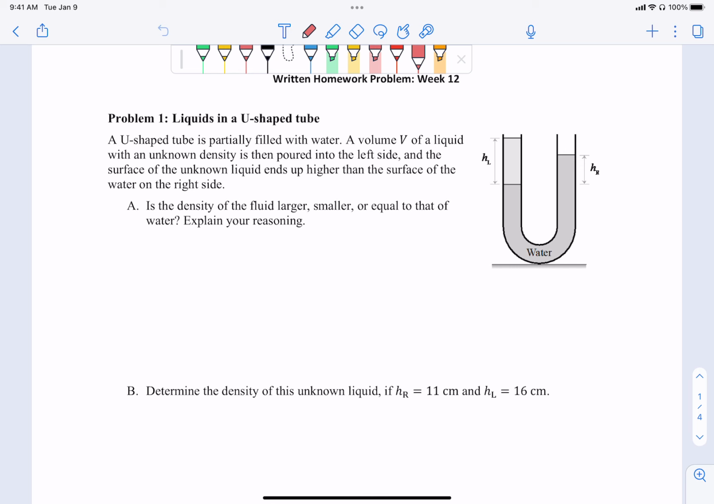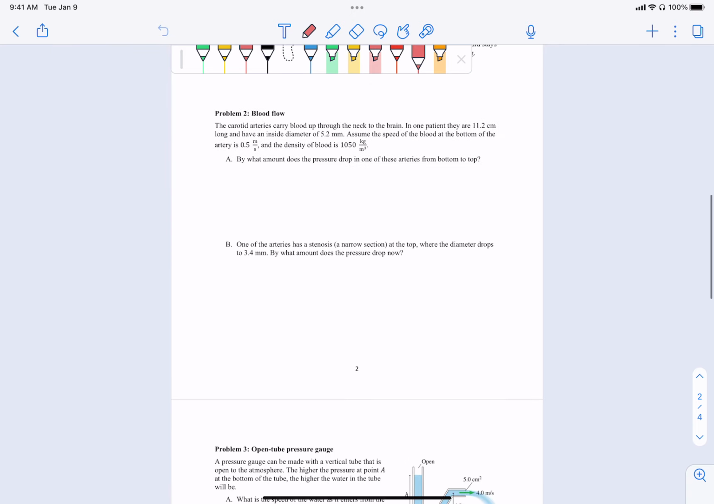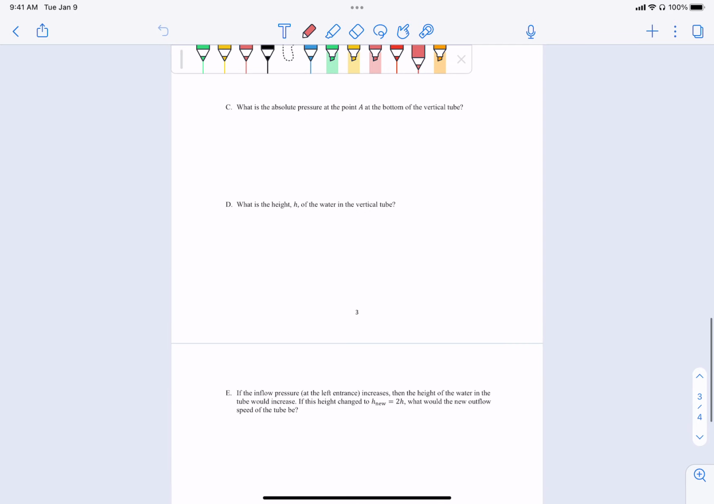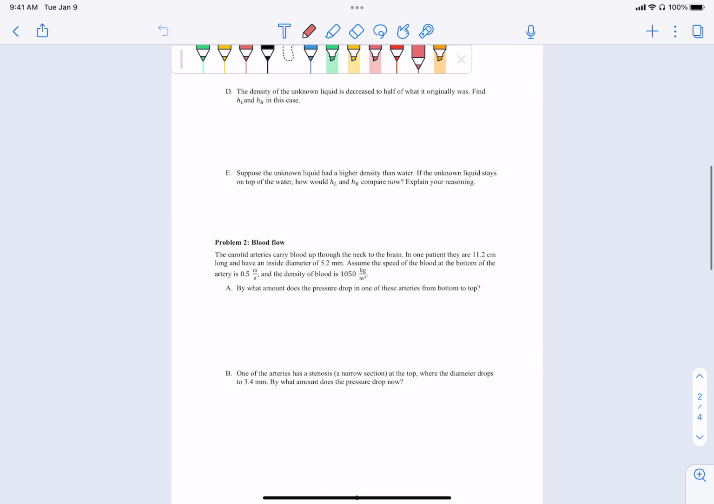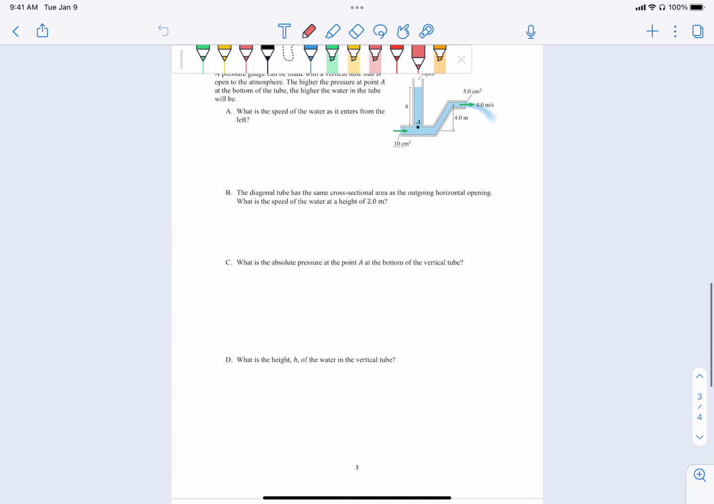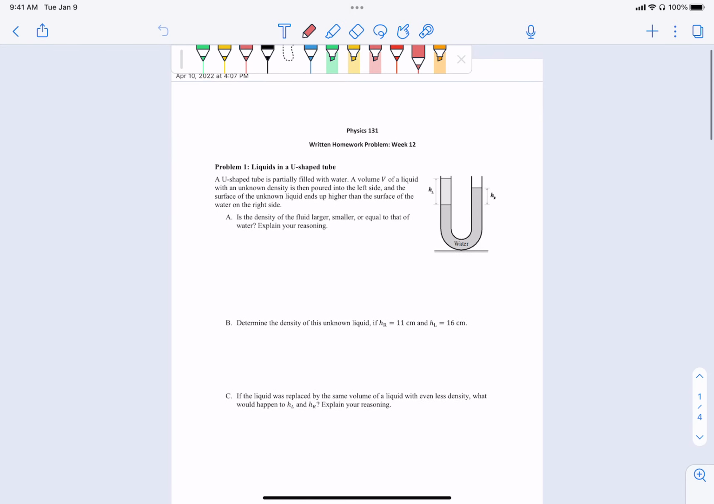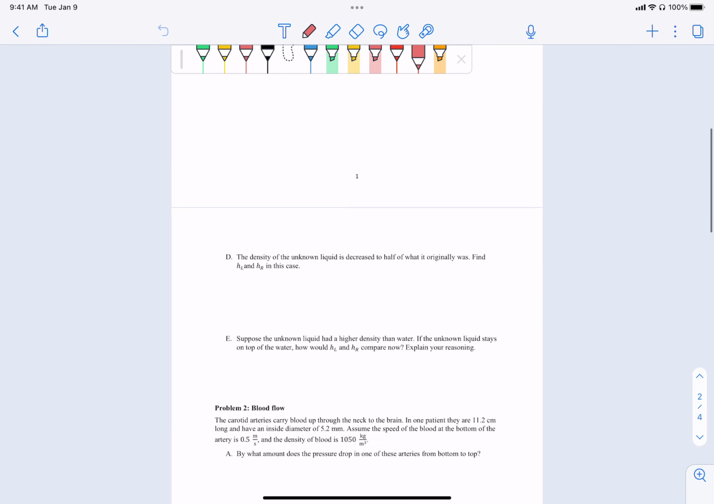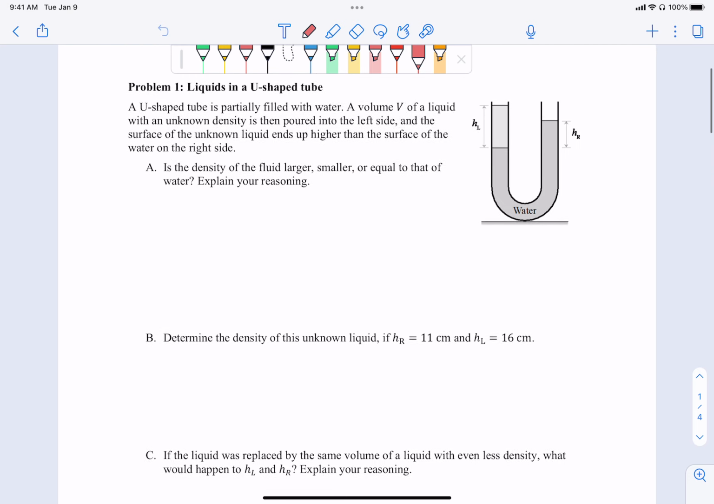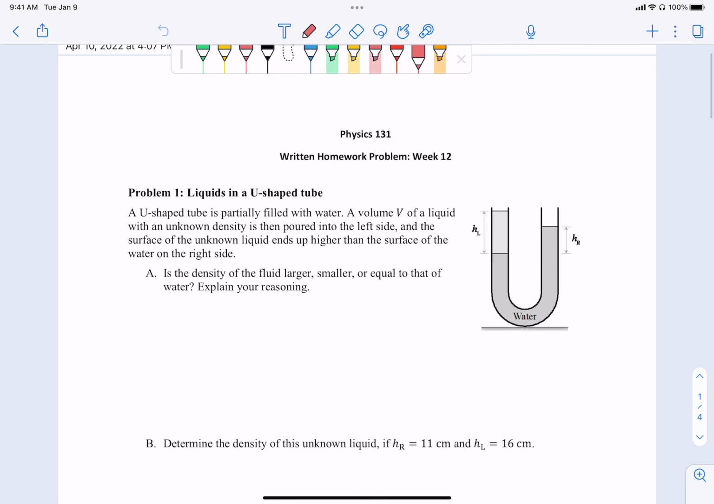Okay, so this is the written homework for week 12. Fluids, we have, let's see here, 3 problems. Problem 2 is pretty quick, problem 3 a little bit longer, and problem 1 about the same length as problem 3. So let's get started with problem 1.